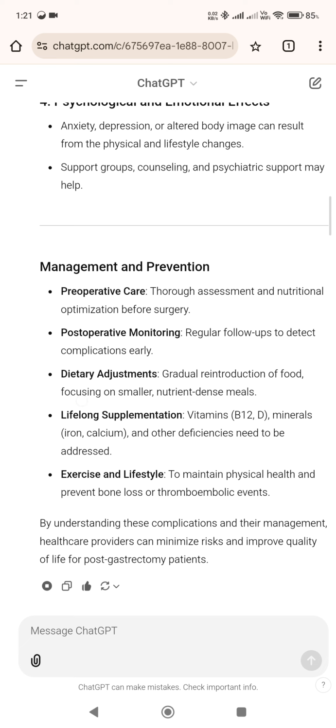Lifelong supplementation: vitamins B12, D, minerals, iron, calcium, and other deficiencies need to be addressed. Exercise and lifestyle to maintain physical health and prevent bone loss or thromboembolic events. By understanding these complications and their management, healthcare providers can minimize risks and improve quality of life for post-gastrectomy patients.